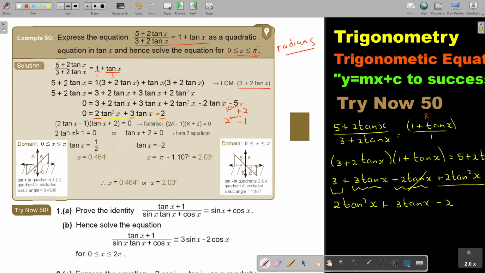Okay. And then you put this equal to 0. So you get a half after you did this. And then, remember you are in radians.